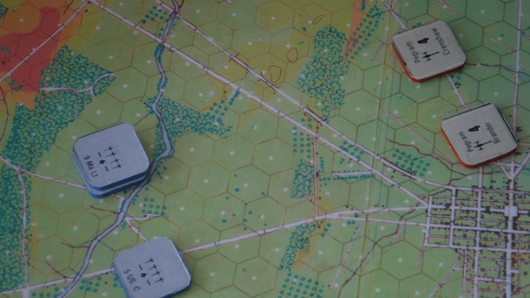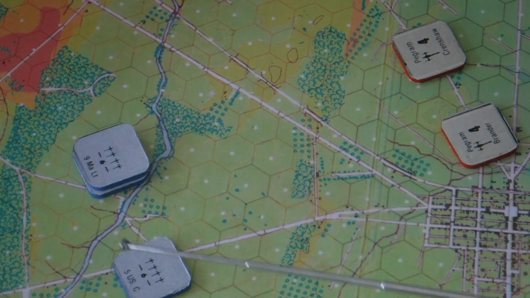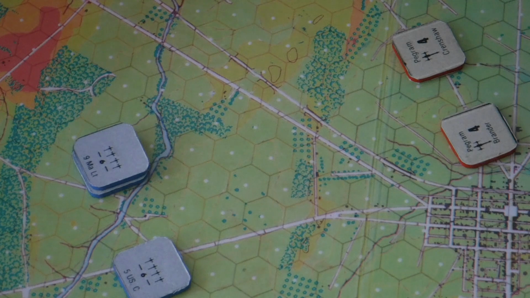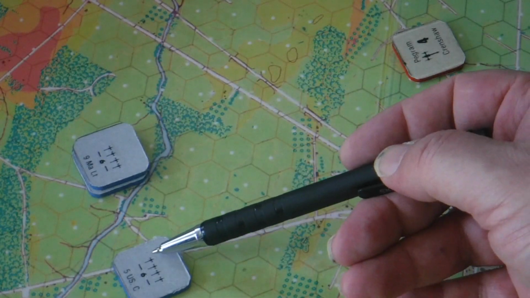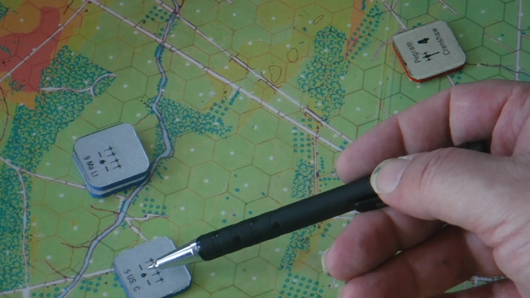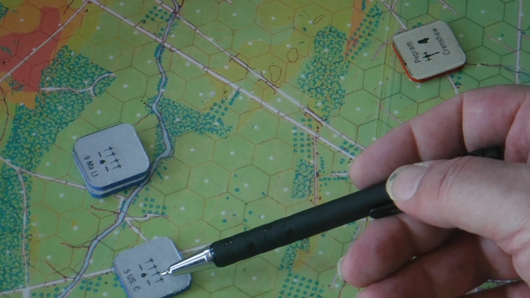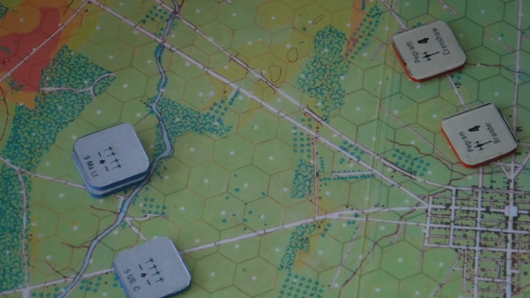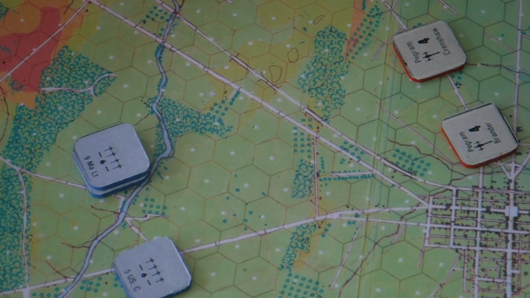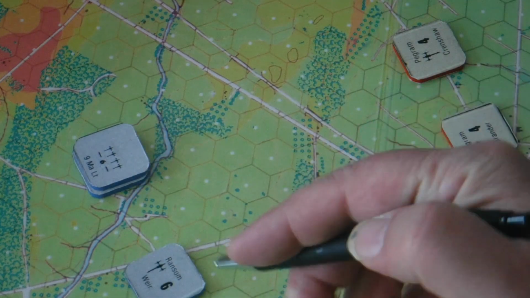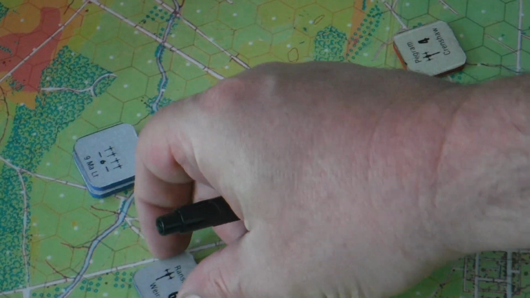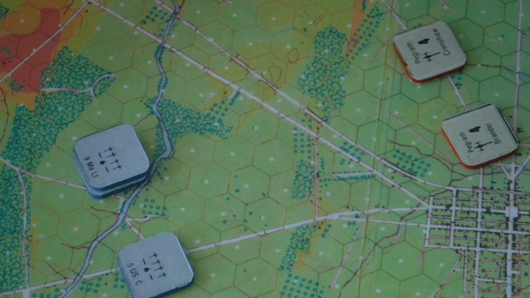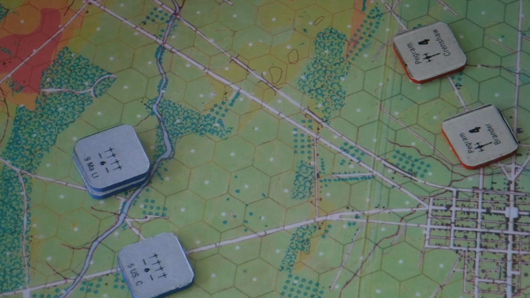Since this battery is separated, it cannot combine with this battery. So we'll do this one first. I have no rifled cannon. I have 6 Napoleons, and I have no howitzers. Just to check and let you know, it says 6 right there. I have 6 of one type. So I write down N for Napoleon, put a number sign, and write 6.